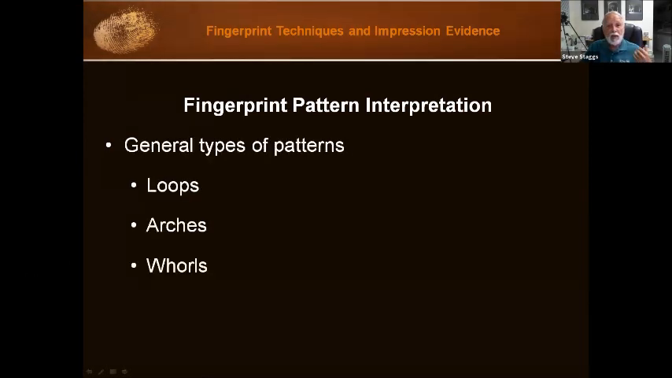So now let's look at those 3 main pattern types. All right. Loops, arches, and whorls. Those are the general types. These primary groups are then going to be subdivided into 8 smaller groups. We'll get to that. The fingerprint patterns used in classification, again, are on the distal end of our fingers and thumbs.